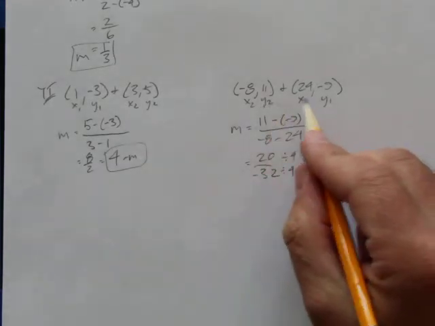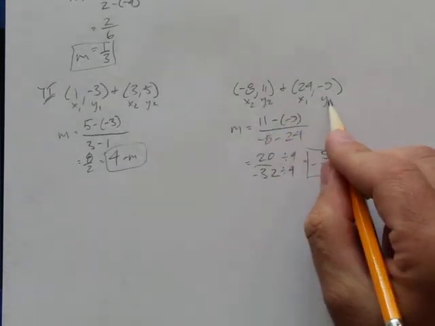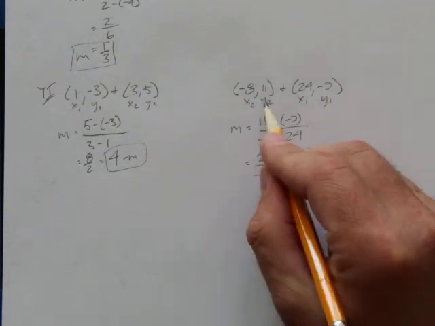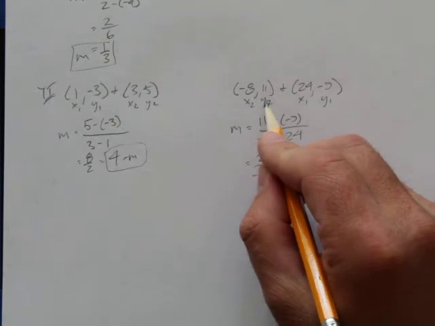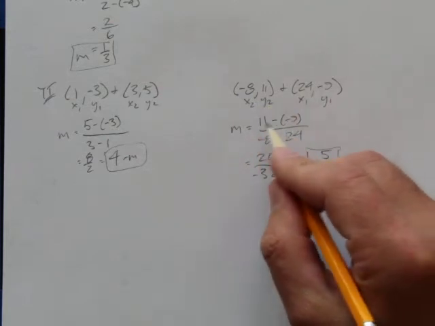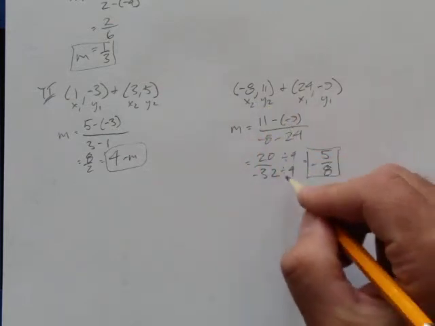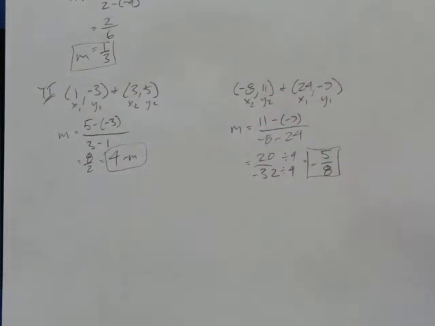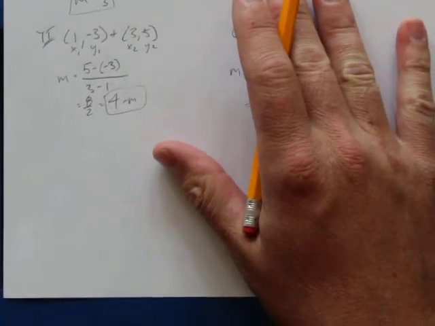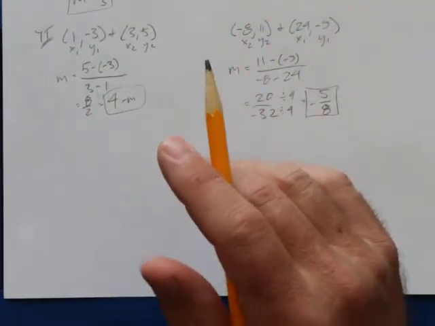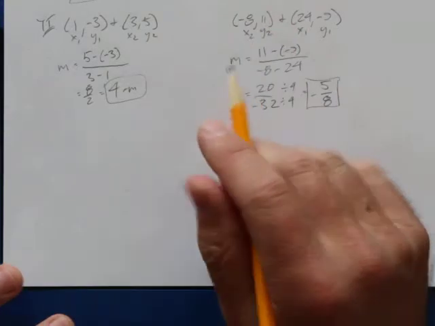And if this was x1, y1 and this was x2, y2, this would look a little bit different, but I would still end up with negative 5/8. All right, let's go this last little bit. There's actually not much left here.